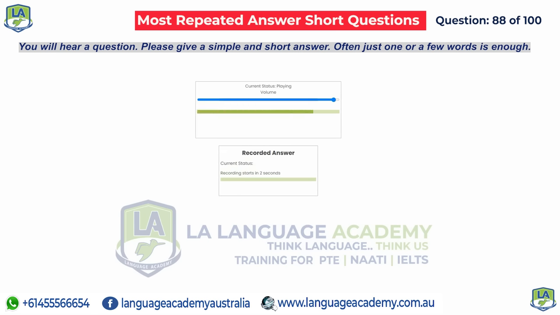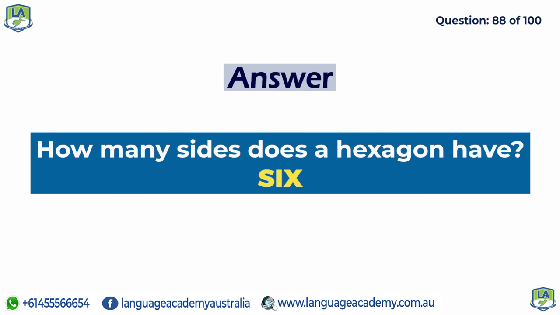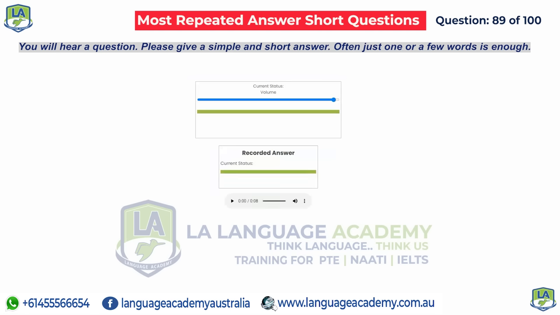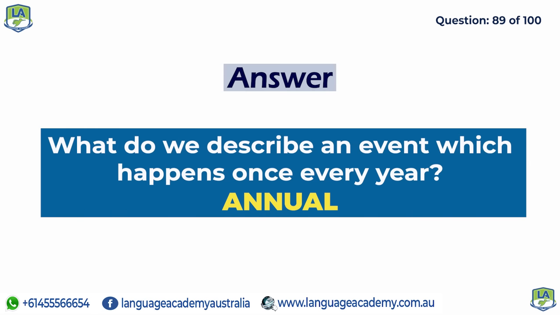How many sides does a hexagon have? 6. What do we describe an event which happens once every year? Annual.